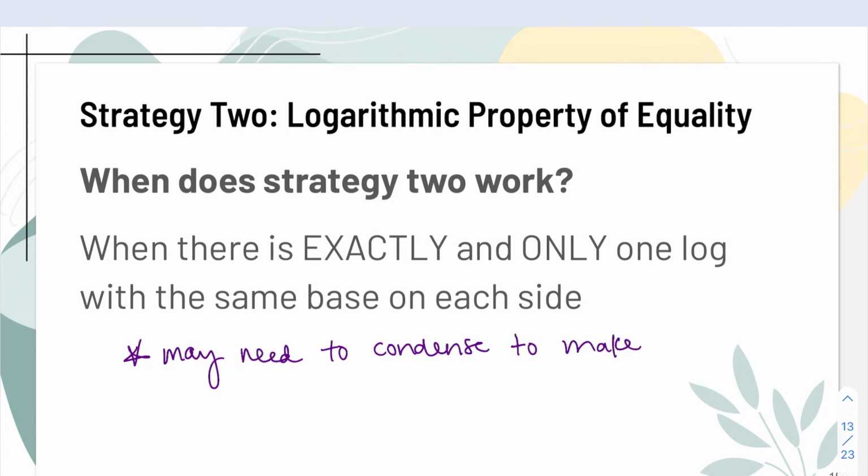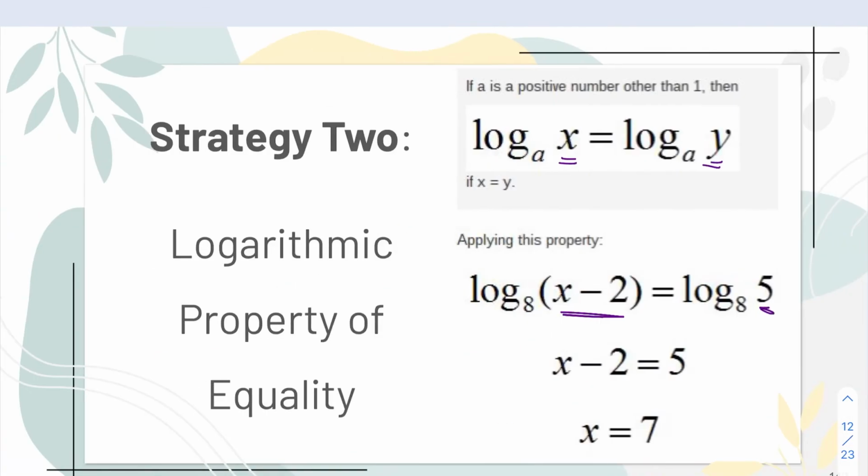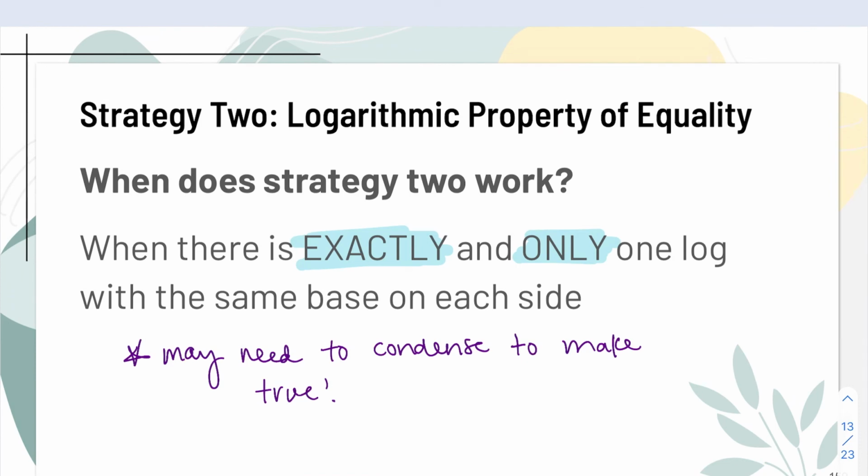Again, when I was talking about how you'll see a use for condensing, this is a use for condensing, right? We can only use this when there is exactly and only one log with the same base on each side. It has to look like log of something equals log of something. If there was like an extra 6 right here, we can't do it. That's strategy 1. If there's an extra log here, okay, I can do it, log of z, but first I have to condense it to log of y times z. Okay, so that is what has to be true to use this property.